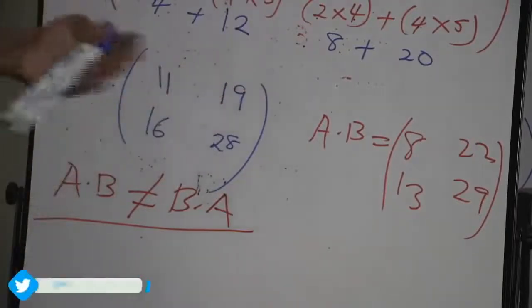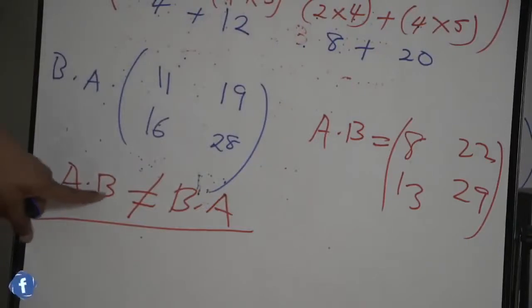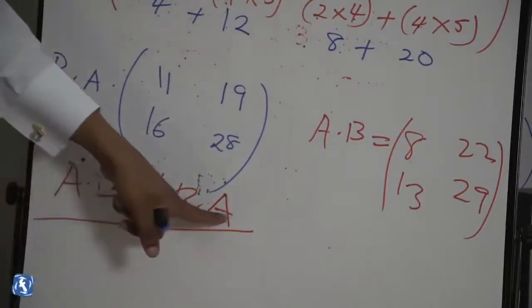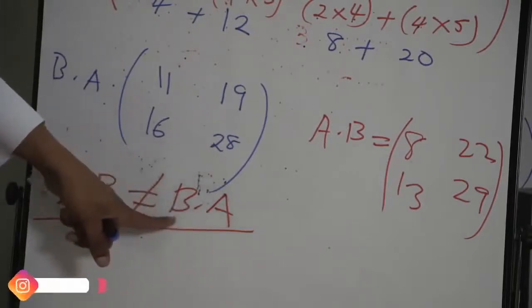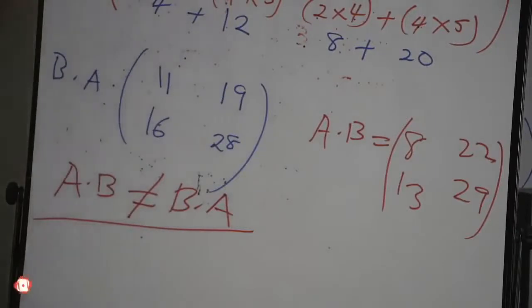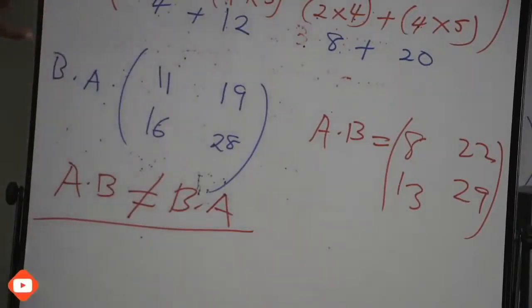A times B is not equal to B times A, which means that if you pre-multiply B by A, and you pre-multiply A by B, then the answers are not equal. And in that case, when they are not equal, you say they are non-commutative or not commutative.